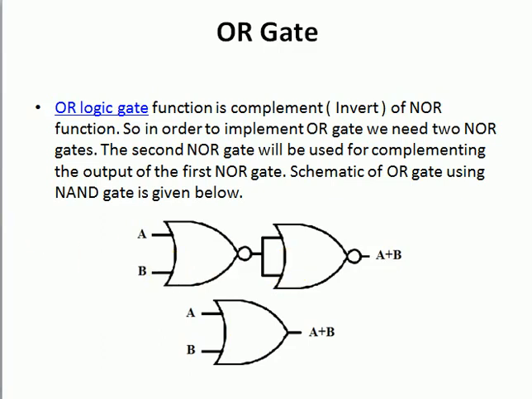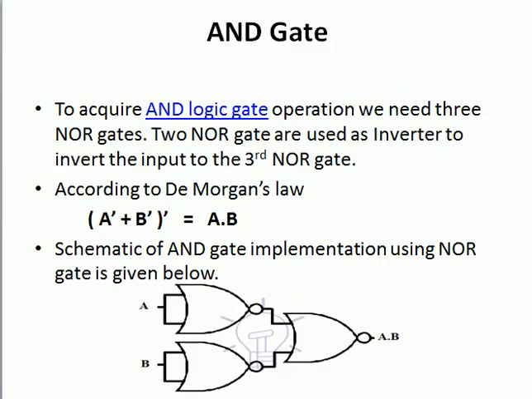The next gate is the AND gate. In order to acquire the AND gate we need three NOR gates. Why do we use these three NOR gates? Because the first NOR gate is used to invert one input, the other NOR gate is also used to invert the other input, and after that both inputs pass through the third NOR gate, and that third NOR gate will invert its input.